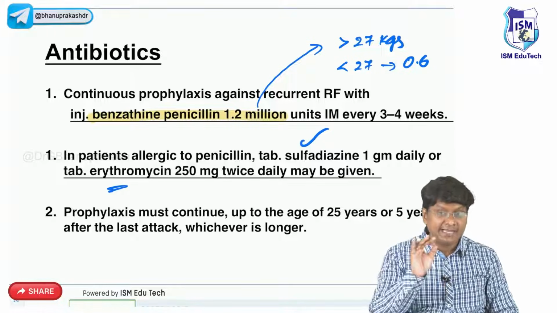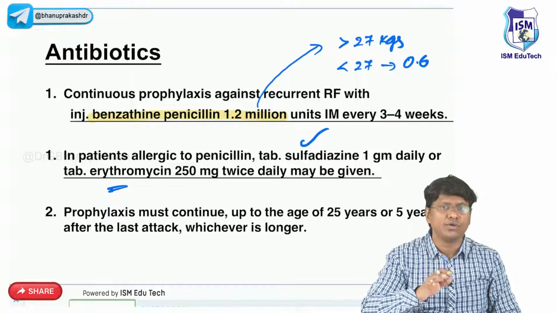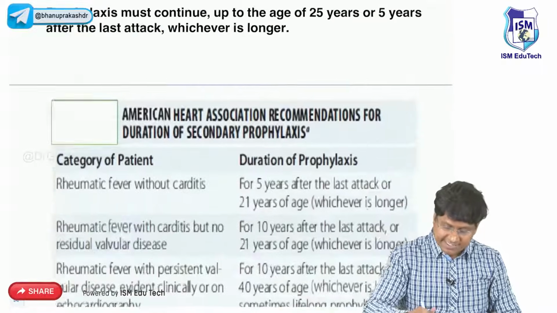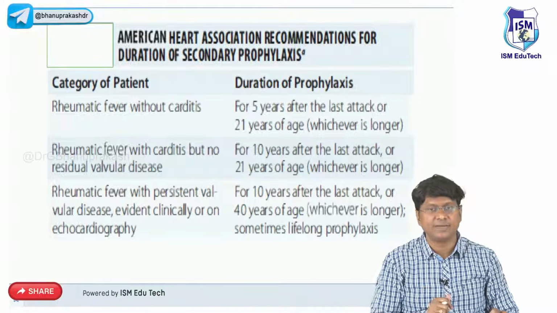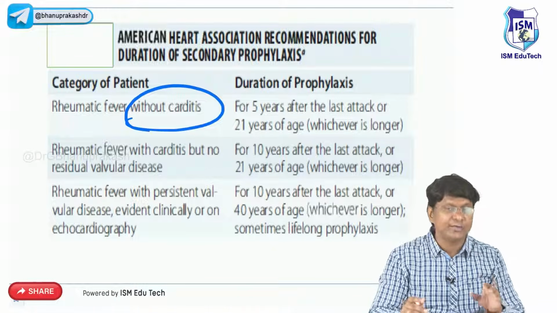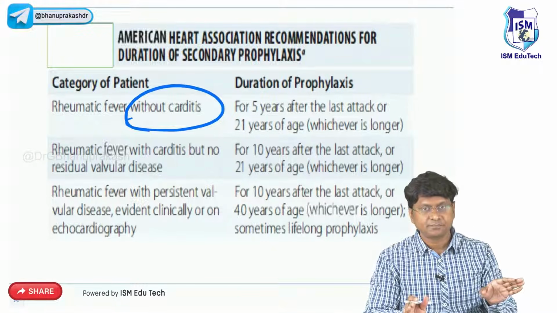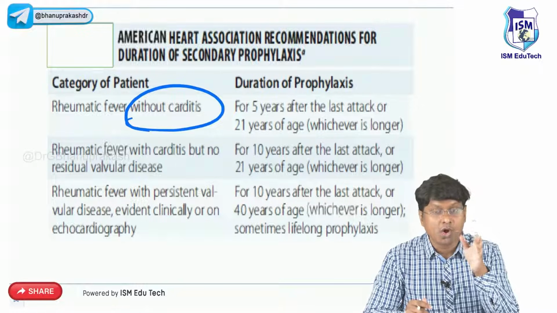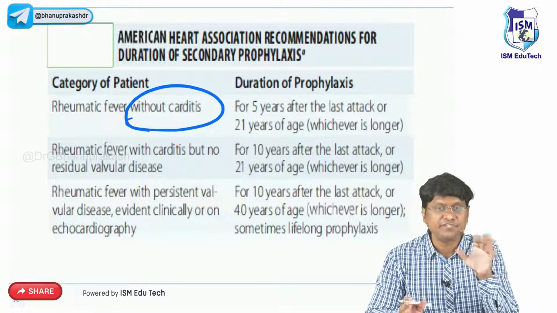And those patients who are allergic to penicillin, in them you need to give sulfadiazine or erythromycin. And next important is for how long you need to give the prophylaxis. See, it all depends upon the individual manifestation. If the patient has rheumatic fever without carditis, then you give it for 5 years after the last episode, or 21 years of age, whichever is longer.